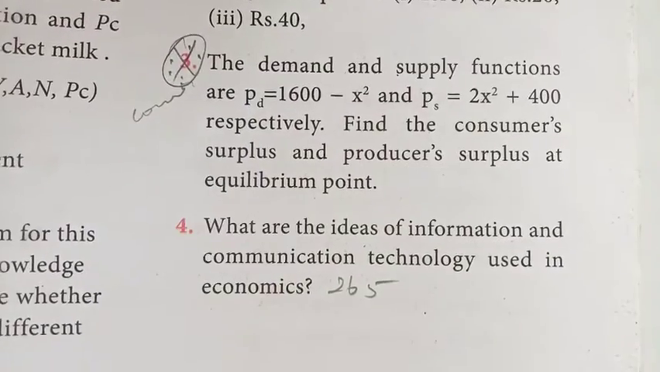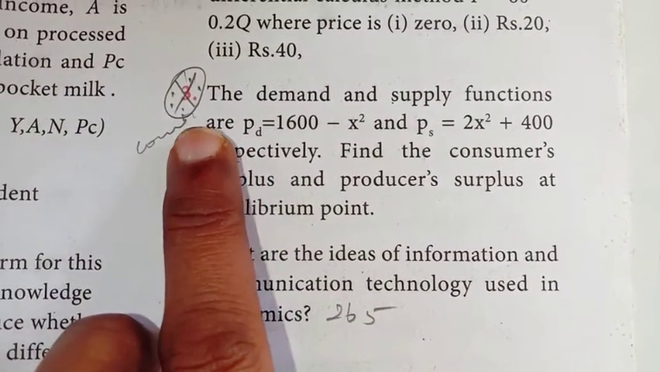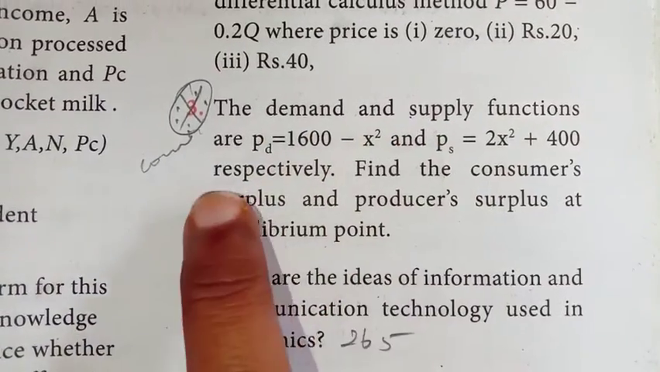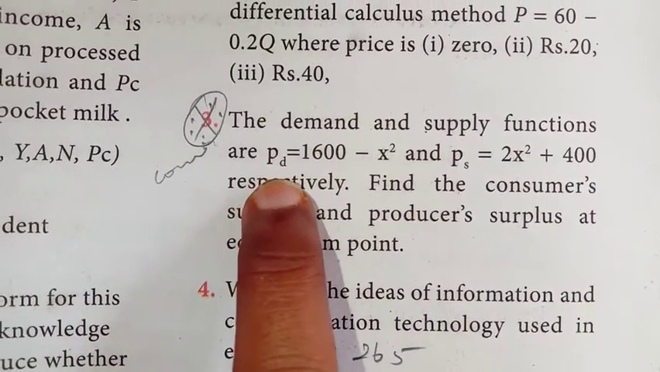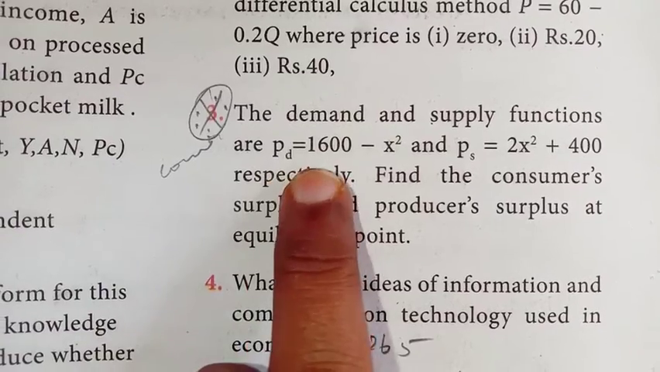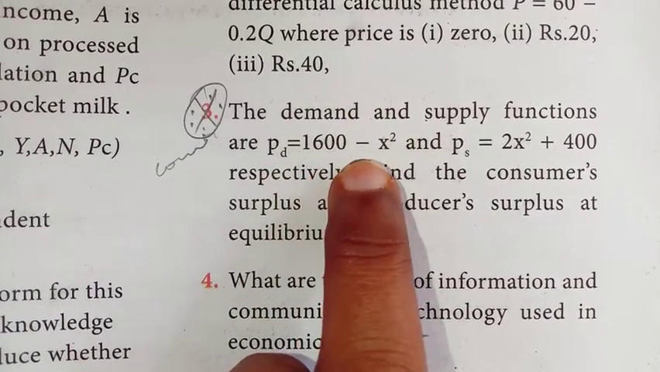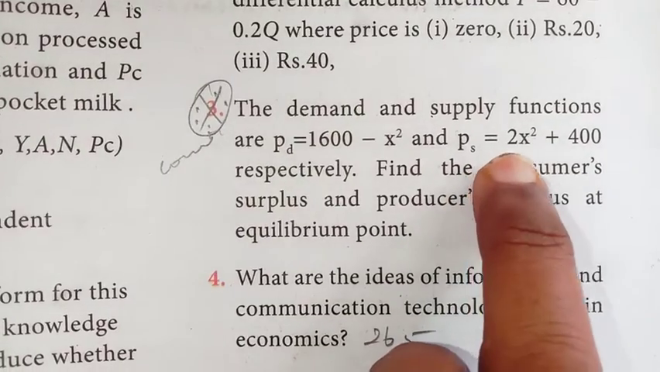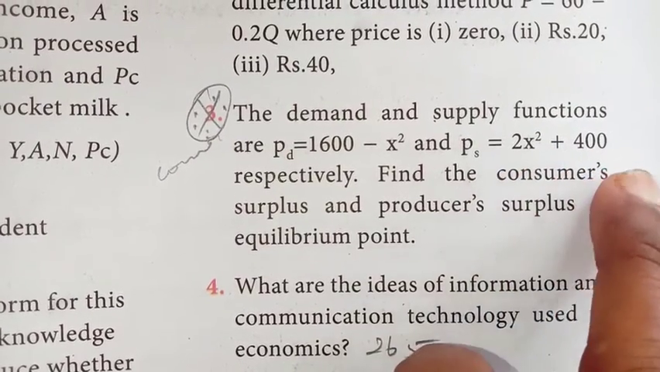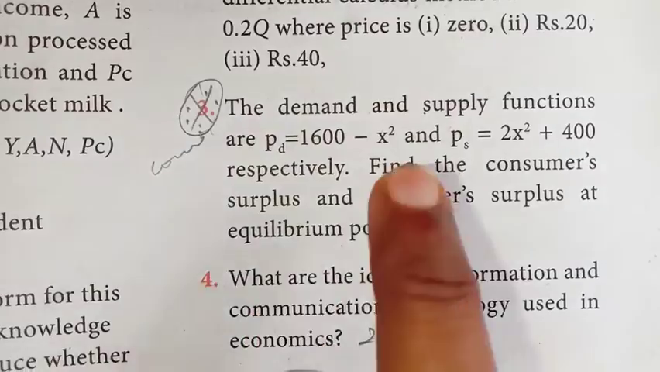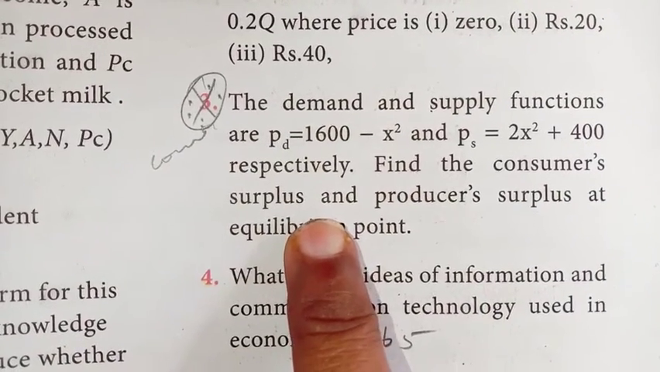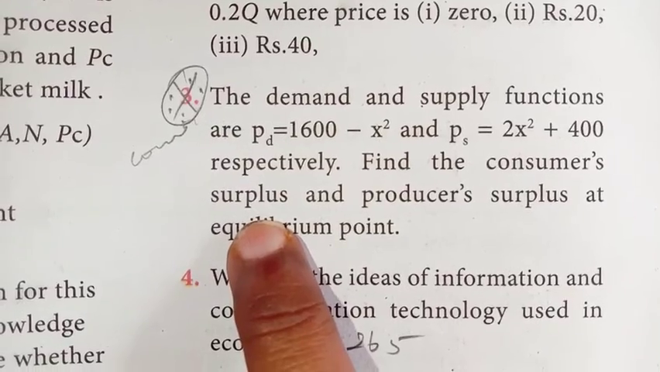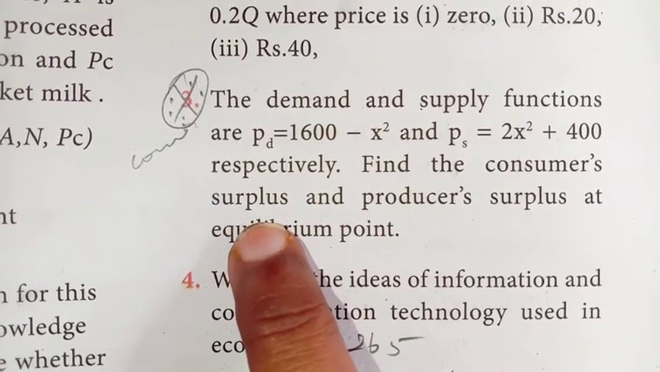Go for the last lesson, 12th lesson, part D, sum three. The demand and supply functions are PD, the demand, equal to 1600 minus x square, and PS, the supply, equal to 2x square plus 400, respectively. Find the consumer surplus and producer surplus. With these two we have to find the consumer and producer surplus. We'll do the sum now.